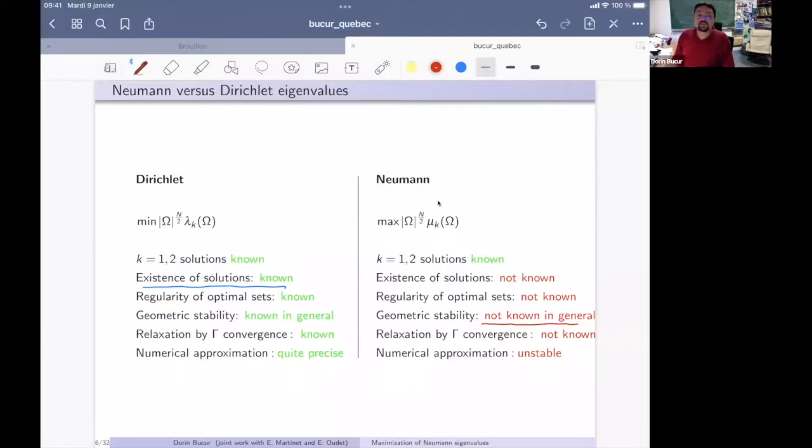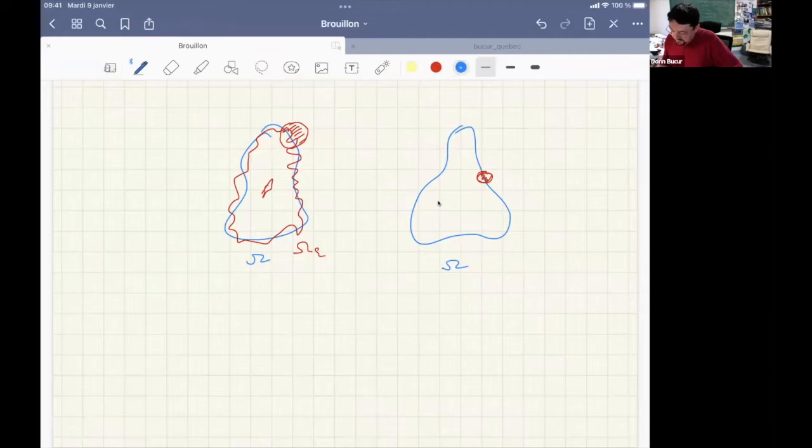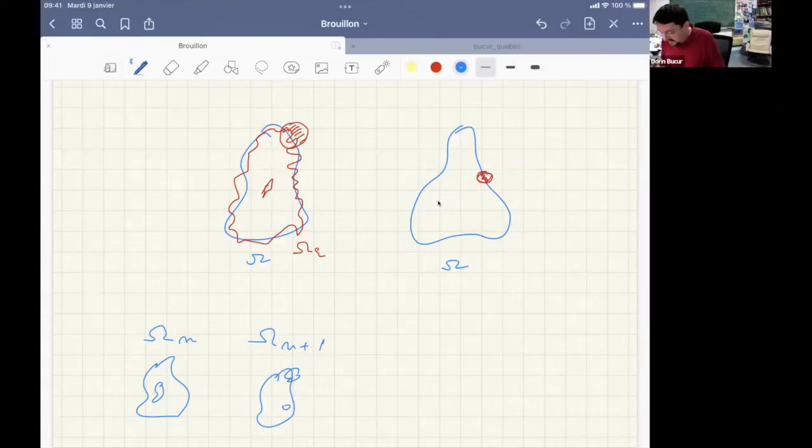And I continue my list of results. For the Dirichlet problem, a very important fact which is known and which is helpful in the proof of existence is the so-called relaxation by gamma convergence. What is this? This problem is close to the stability, but it's set in a different way, in the sense that now I have a sequence of sets. These are arbitrary geometries in the space. I don't know, whatever you want as a geometry. And then starting from this sequence of geometries, one is able to construct a sort of geometric limit by some compactness argument, which in the case of the Dirichlet problem is very well understood.